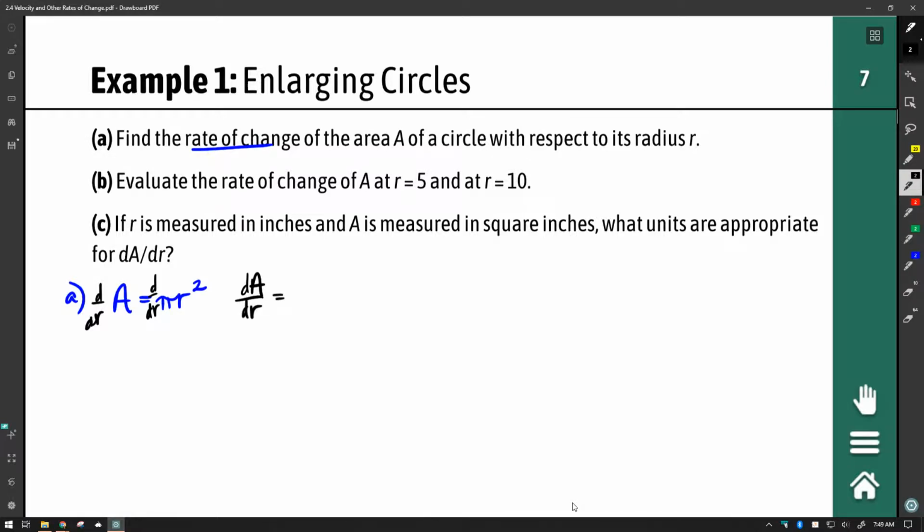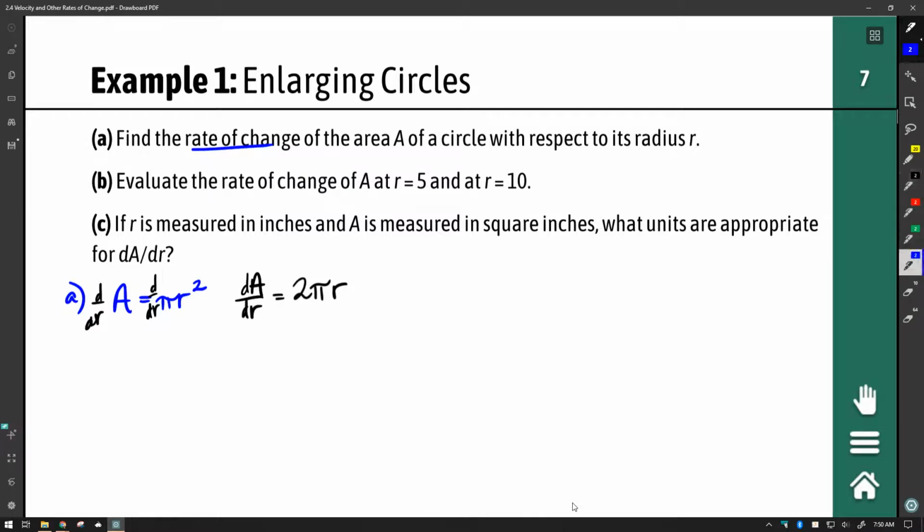And on the other side, since pi is just a constant, the derivative of pi r squared is going to be 2 pi r. The 2 from the exponent comes out front as a multiplier, multiplies with the coefficient pi. r is the variable here. Its exponent is reduced by 1. So we have our answer to part A.